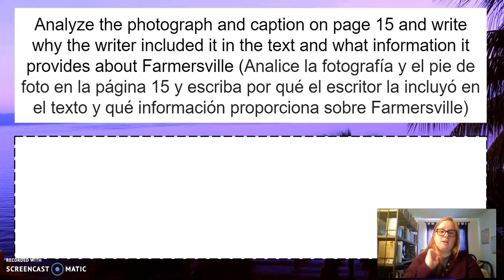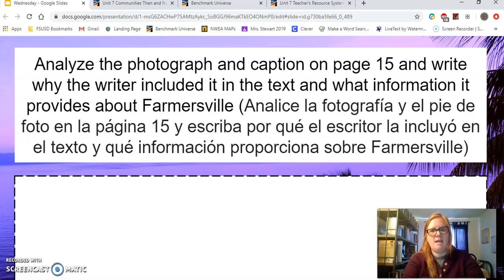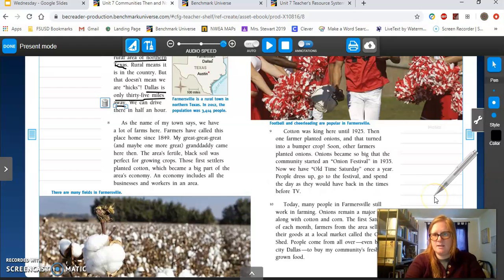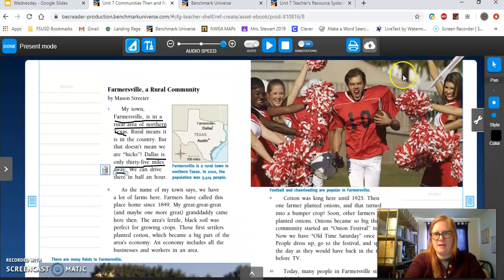All right, and then what you're going to do is you're going to analyze the photograph and the caption on page 15 and write why the writer included it in the text and what information it provides about Farmersville. And that one that we're talking about is this one, okay? What does this and this caption have to do with anything written here, okay?